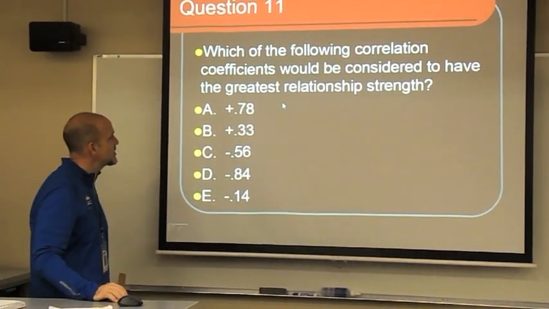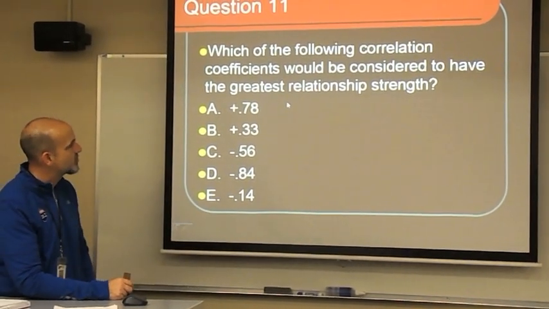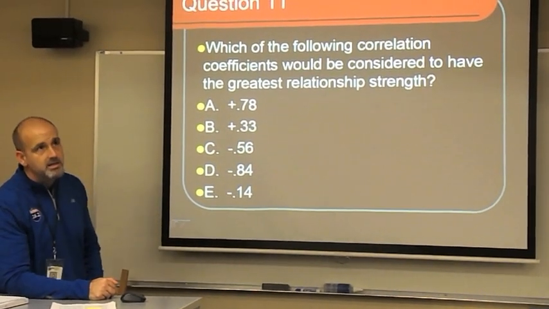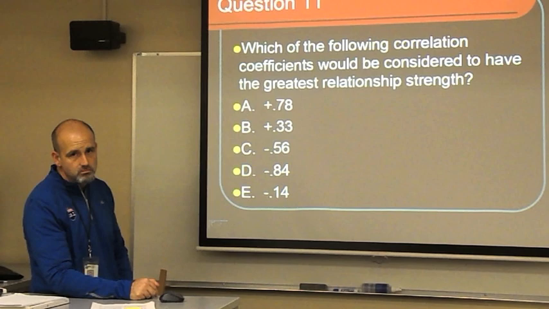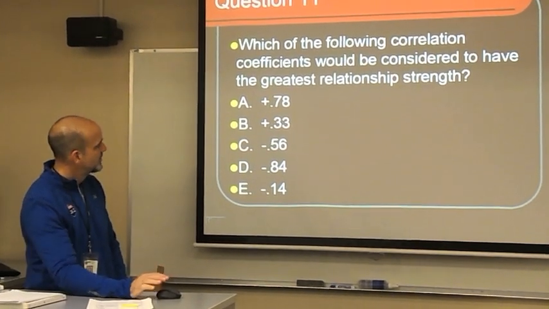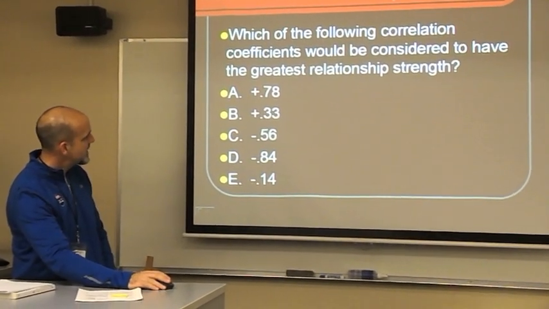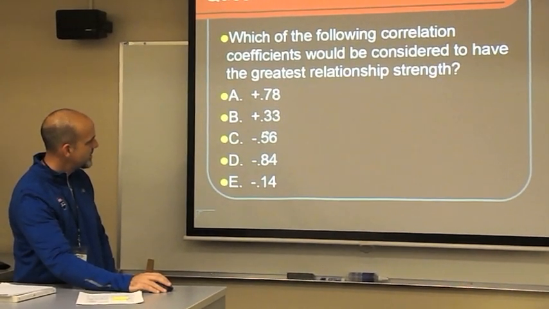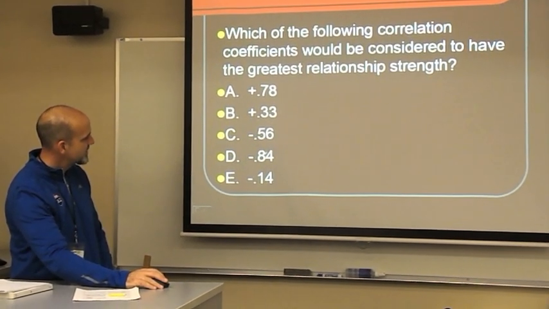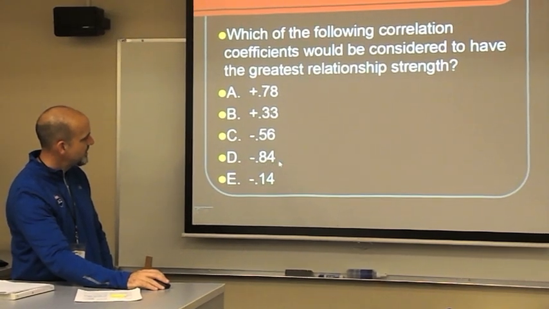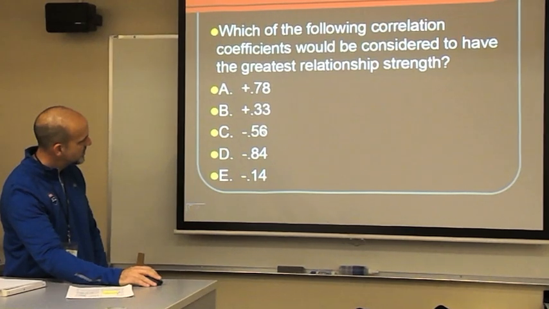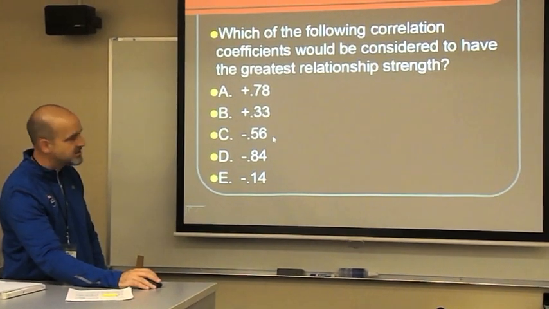Which of the following correlational coefficients would be considered to have the greatest relationship and strength? Now with this one, what you're looking for is what's closer to 1.0, whether negative or positive. Now this is where you got to kind of do the math here, people. 0.78, 0.33, 0.56, negative 0.84, negative 0.14. Again, what's closer?